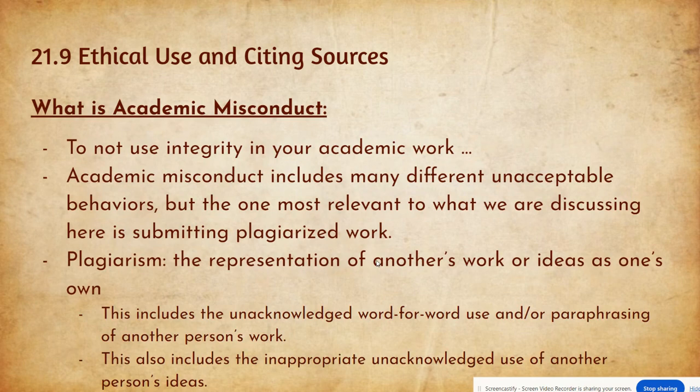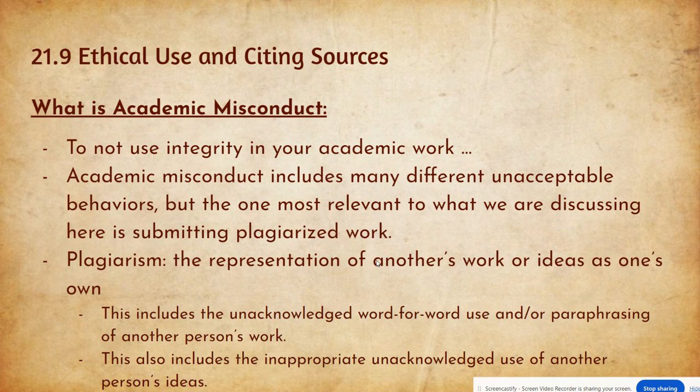So, academic misconduct could include many different unacceptable behaviors, but the one that is most relevant to what we are discussing here is submitting plagiarized work. And plagiarism is the representation of another person's work or ideas as one's own. So, this includes the unacknowledged word for word use and/or paraphrasing of another person's work. This is why when we talked about paraphrasing, I believe it was in chapter 5 or 8, one of those two.